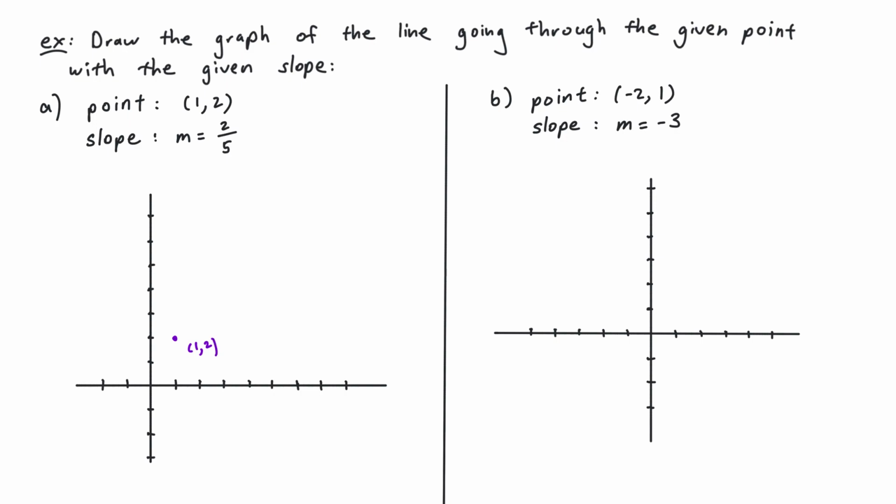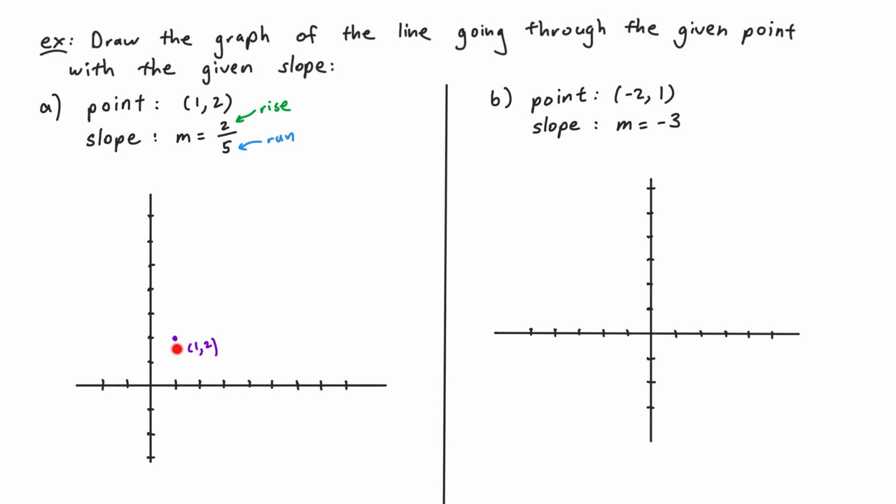Now, in order to draw the graph of this line, we need a second point. And so what we can do is we can use the slope to find that second point. Remember that the slope of a line tells us how to get from one point to another. The slope is the rise over run. So when we have a fraction like 2/5, the rise would be 2 and the run would be 5. This means that if we want to get from one point to another, all we have to do is go over to the right 5 units and then go up 2 units.